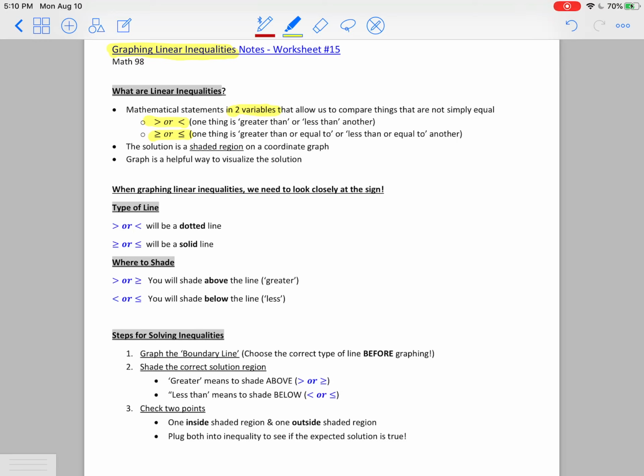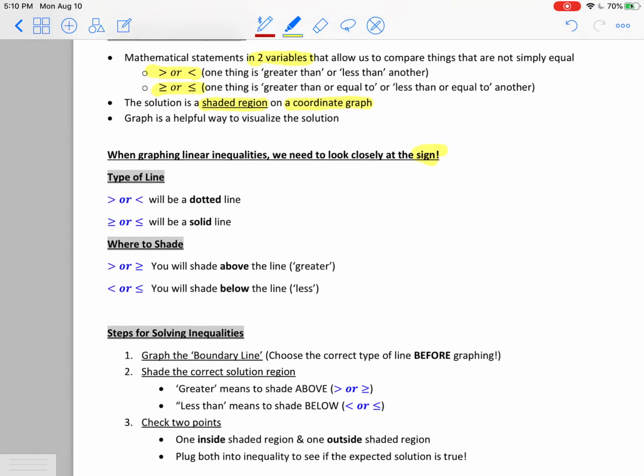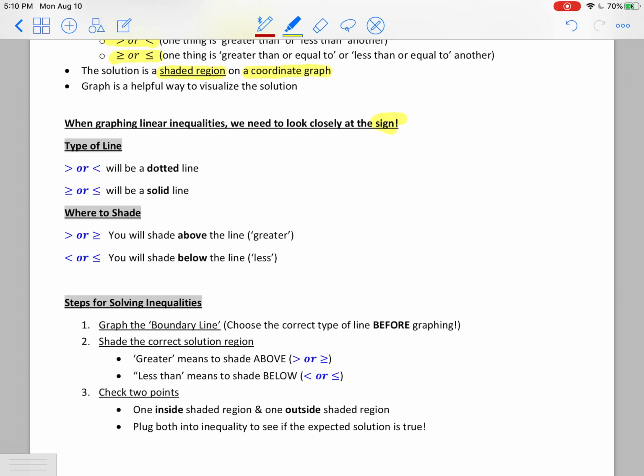The solution for linear inequalities is a shaded region. It's a shaded region with lots of options for solutions. And we use the coordinate graph to graph these, because graphing is a really helpful way for us to visualize the solution of inequalities. When graphing them, we need to look really, really closely at this sign. It's really important. The type of line that we graph is going to be dictated by the sign.